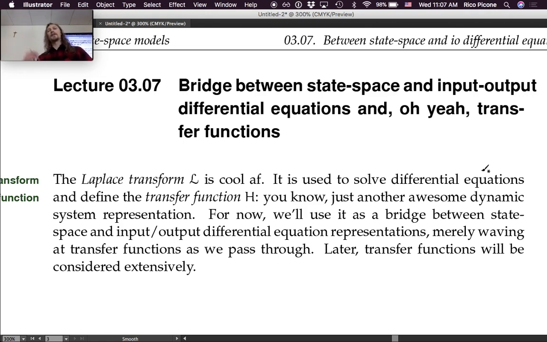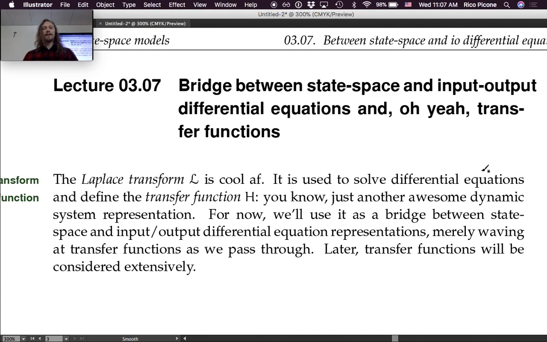We'll get into more detail in the dynamic system dynamics course next semester with this system representation, but it's called the transfer function. So we're going to wave at it as we go by. Okay. It's pretty easy to define, so I figured I'd just define it really quick and then we'd talk about it more later. So the Laplace transform, which we denote with this L operator, L is cool AF.